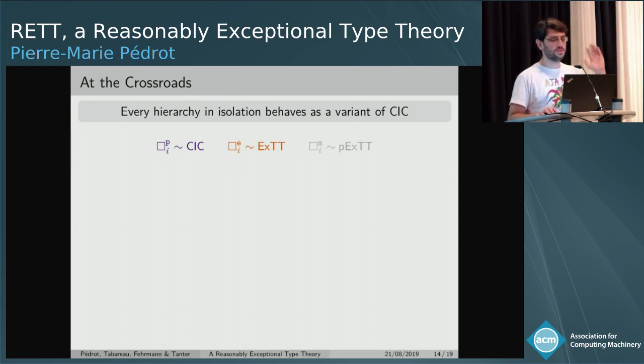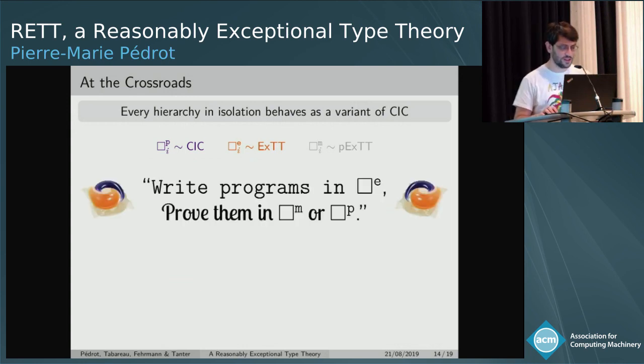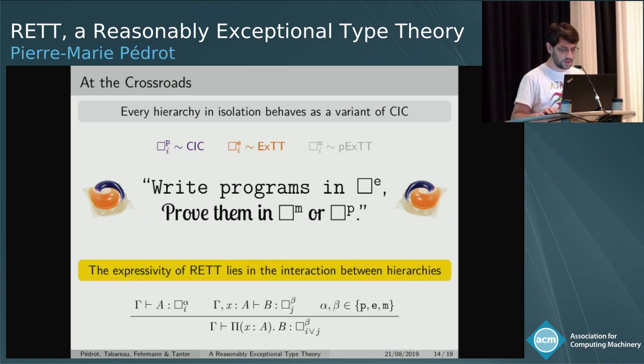So if you take them in isolation, then every hierarchy is a variant of CIC, right? So the motto is you should write all your programs in the exceptional hierarchy and prove them either in the mediating or the pure hierarchy.